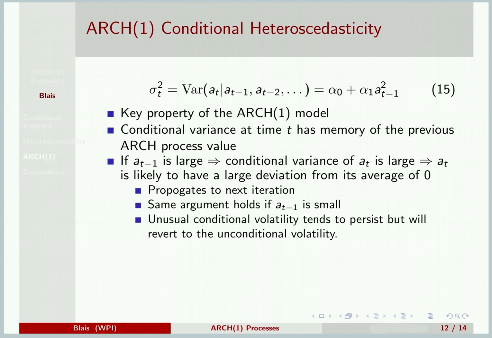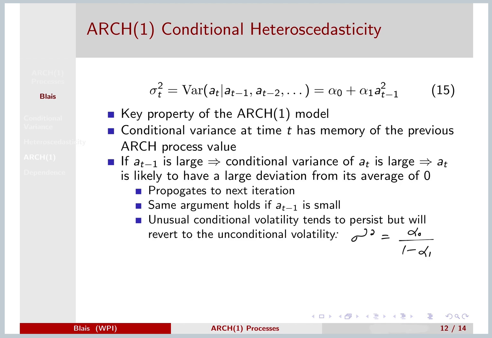And these trends, this unusual conditional volatility, tend to persist. But in the long term, because the AT are stationary, you will always be reverting to the unconditional volatility, or the unconditional variance, of sigma squared being alpha naught over 1 minus alpha 1.